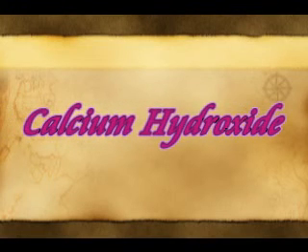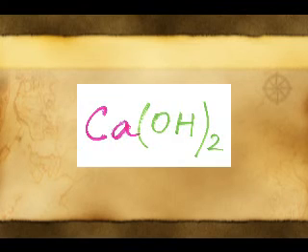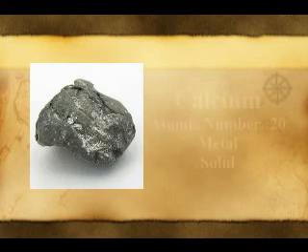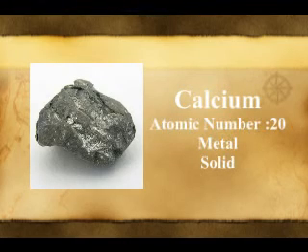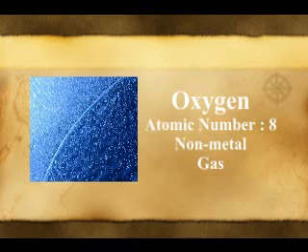First of all, what is calcium hydroxide? The chemical formula of it is Ca(OH)2. It is a compound of three elements. Ca represents calcium, H stands for hydrogen, while O means oxygen.